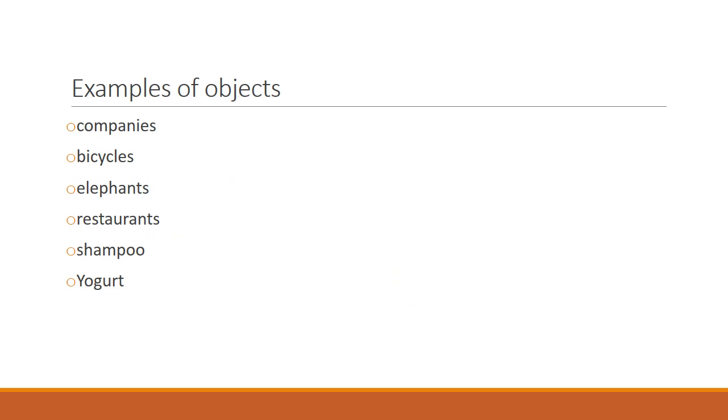Let's see the examples of objects. When we say objects, as I already told you, objects are those about which we are collecting the data. So you see bicycles are objects, elephants are objects, restaurants are objects, shampoo is an object, yogurt is an object. So these are the objects, and why are they called objects?